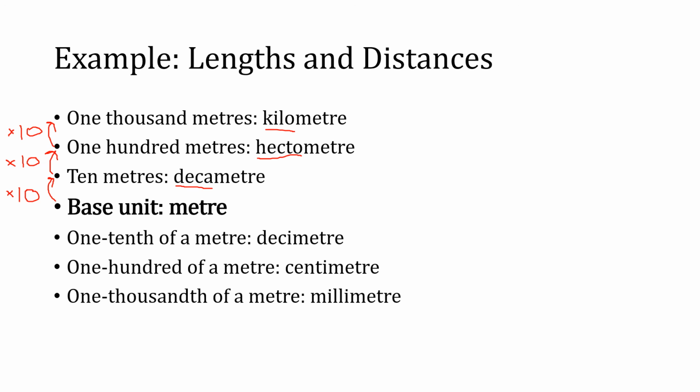And if we want to go in the other direction, if we want 1/10 of a meter, then that's a decimeter. And if we want 100th of a meter, that's a centimeter, which is 1/10 of a decimeter. And if we want 1,000th of a meter, then that's a millimeter. So going in this direction, we're getting smaller by a factor of 10. So this is dividing by 10, and then this is dividing by 10, and then this is dividing by 10. And there you go. So that's sort of how this works with lengths and distances.